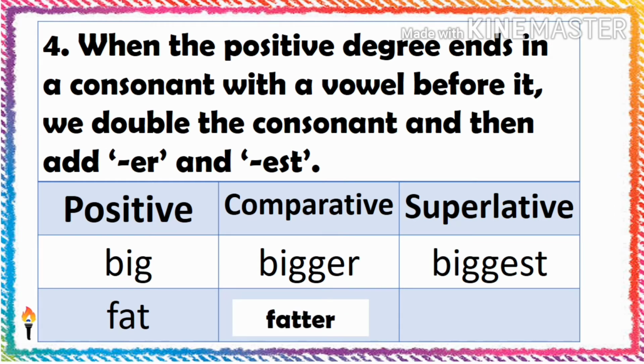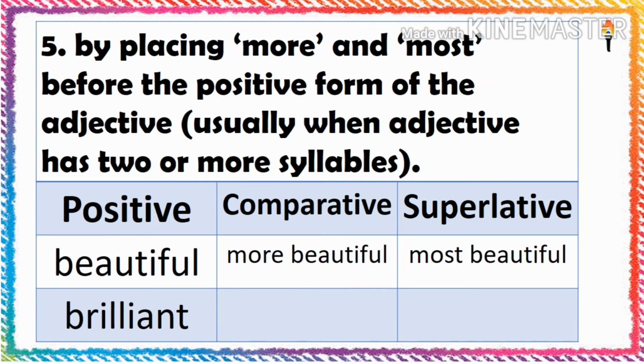Superlative, we double the T and then we add EST, becomes fattest. Okay. Number 5 is by placing more and most before the positive form of the adjective. So it is usually when the adjective has 2 or more syllables. So in the first example, beautiful. We do not say beautifuler. We do not say beautifulest, but instead we add more and most before the adjective.